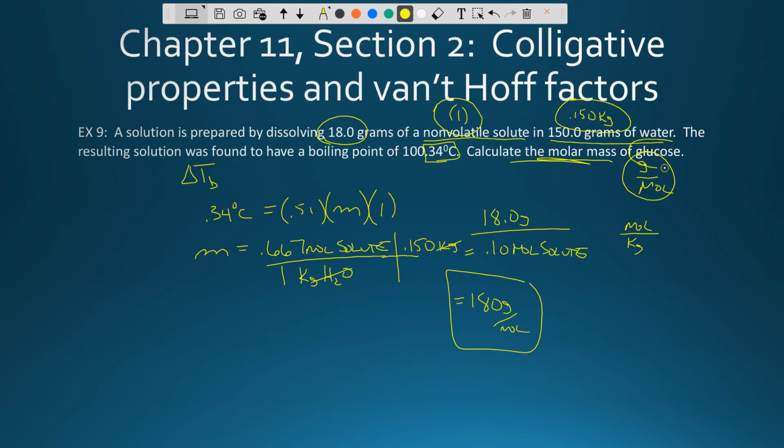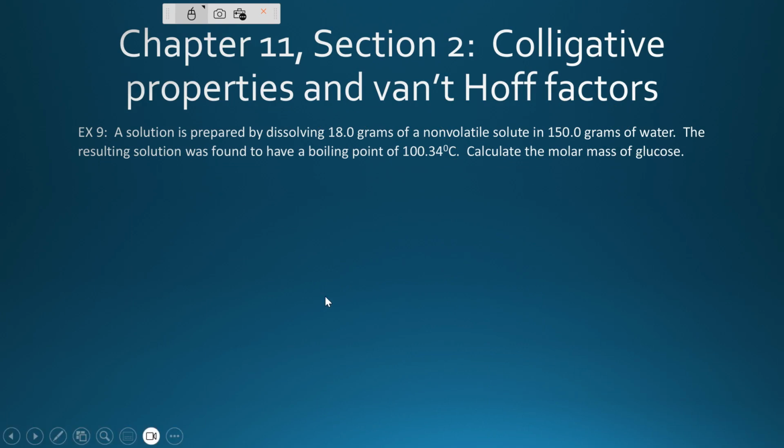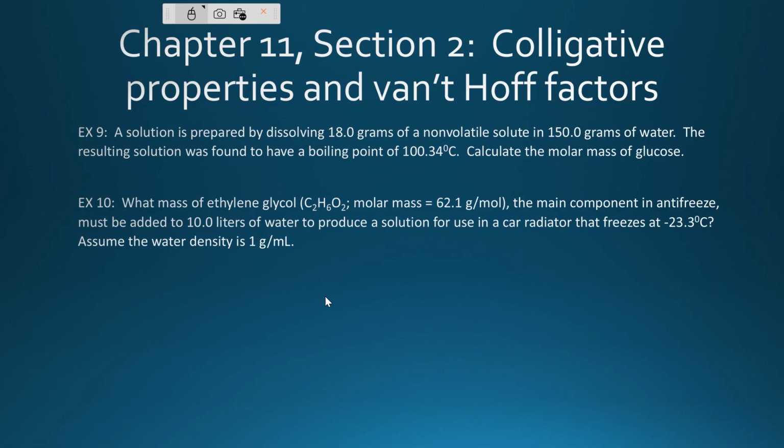And I gave you a little hint here. It is actually glucose in there, and that's the formula mass for glucose. So it's working this problem in reverse, trying to find molality, and then you convert that into molar mass. Let's do another one with a different solution, and this particular one is ethylene glycol.